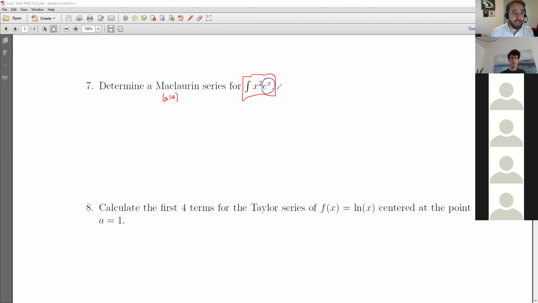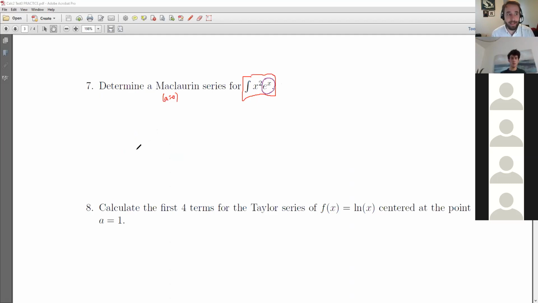So the expression that we have here, the big boxed red expression, is saying take the function e to the x, multiply it by x squared, and then find an antiderivative of it. So what we need to do to find the Maclaurin series for all of this is to do exactly that process, starting with the Maclaurin series for what we already know. So that's the e to the x.